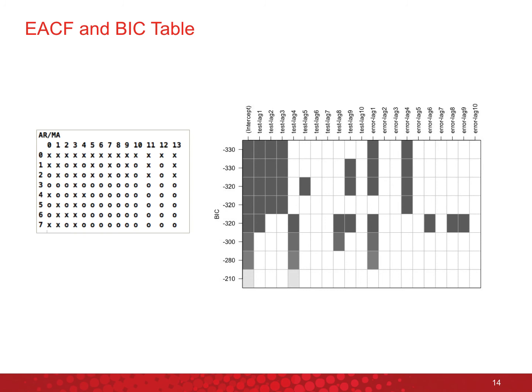The EACF and BIC table suggests that we should choose ARIMA 324, ARIMA 325 and ARIMA 425 as the candidate models. All 3 of these models are supported by the BIC table. To choose a model that is most suitable for the data, we will need to perform some more tests.